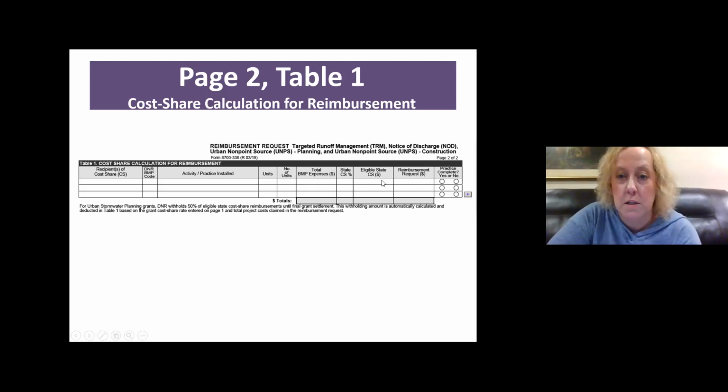It could be equivalent to the eligible state share, or it could be less than the eligible state share, depending on the funding situation. And then it's hidden a little bit by the Zoom boxes here, but essentially just a yes or no question asking if the practice is complete. There really should never be a situation where you're submitting a reimbursement request where it says that the practice was not complete. We will expect that practices, as I mentioned before, are complete, and that's the only way that we can reimburse, essentially, is if a practice has been fully installed.